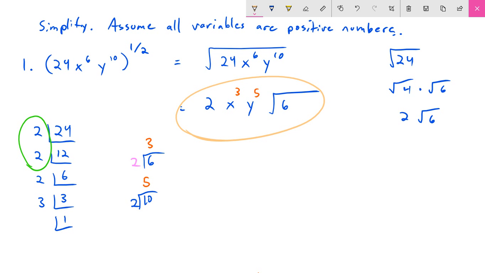All right, so on to our last example then. We're going to use the same instructions, okay? Simplify, assume all variables are positive numbers. So this example is going to be 48 x to the 15th, y to the 11th, to the 1/3 power.